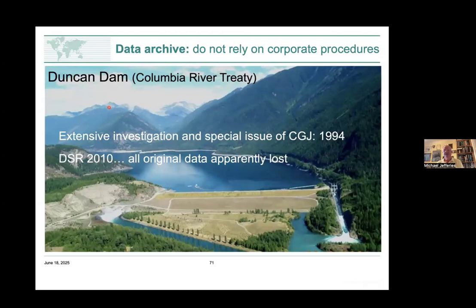Data archiving, and this is back to professional responsibilities. The dam you're looking at is Duncan Dam. It's in British Columbia, and it's the headwater dam on the Columbia River, which has, I don't know, half a dozen other dams downstream. The river goes from the Rocky Mountains in Canada across the US border, then back into Canada. And at each stage, there are hydroelectric power plants and also flood control as well.